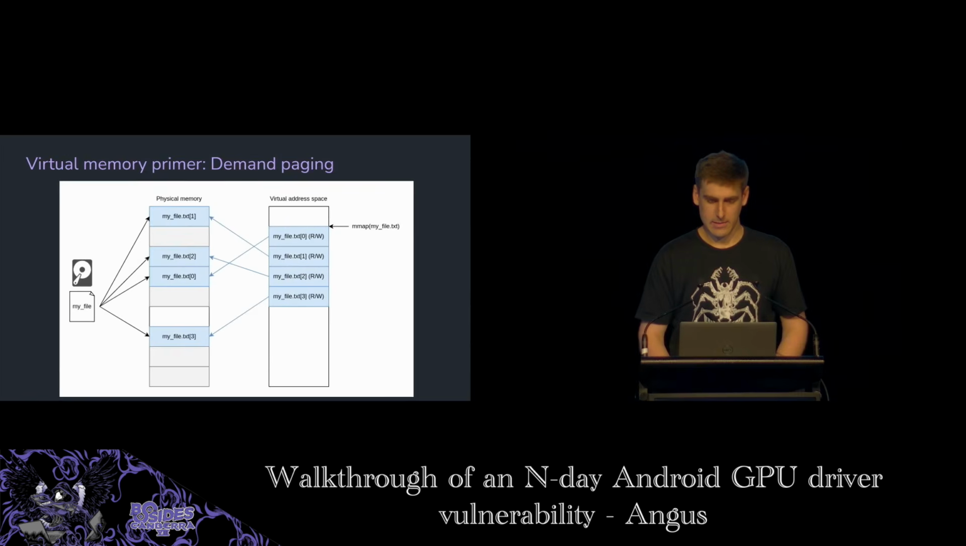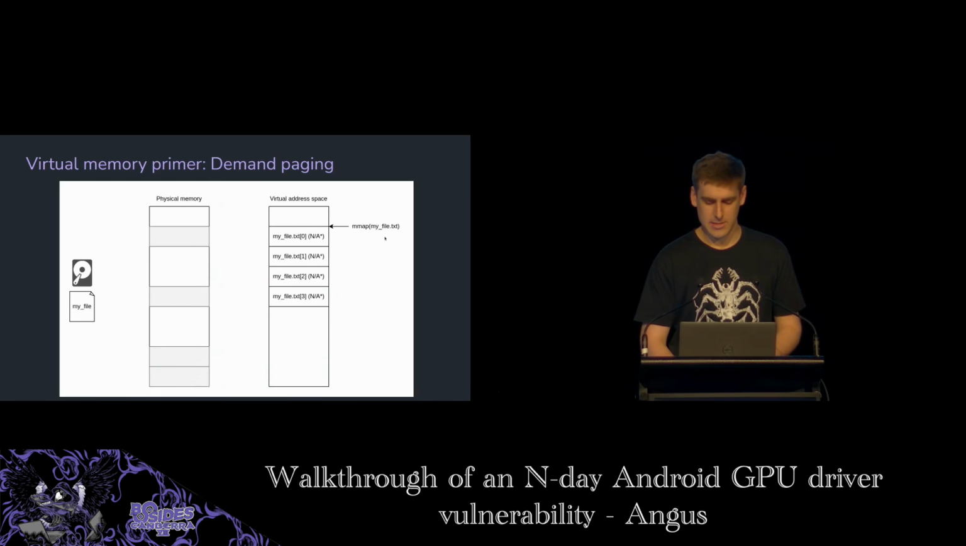One key thing that you can do when you have virtual and physical memory is this idea of demand paging. You'd think that if you were to map a file into your process's address space, it would just bring the whole thing into memory for you so you can start interacting with it. This isn't actually the case.